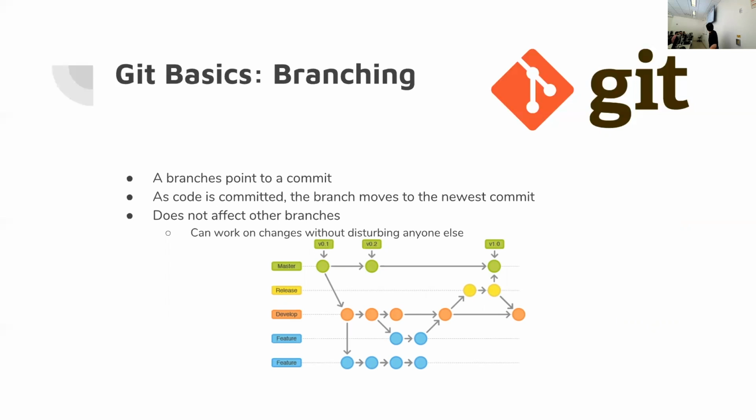So yeah, branches basically just point at specific commits. That's really all they are. So that's why they're so lightweight. Now as you commit code, your branch pointer will move with you.